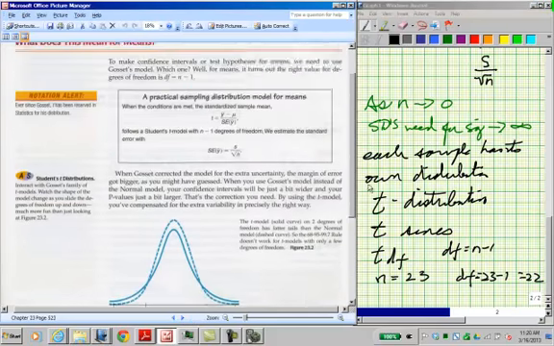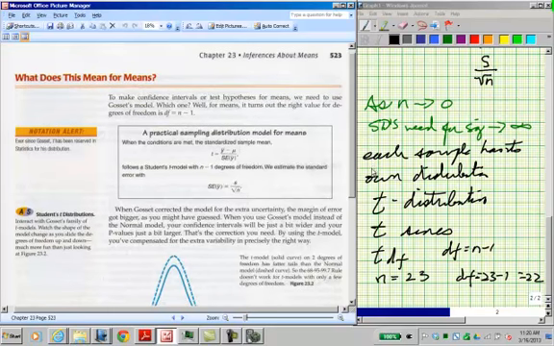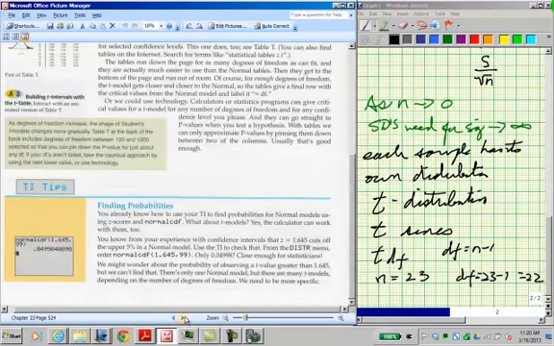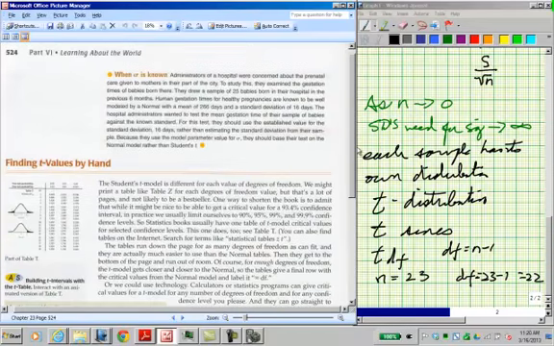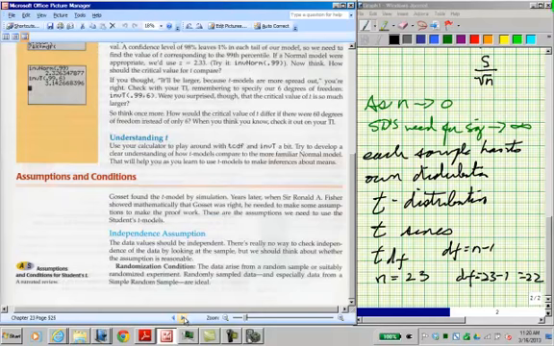So here's another picture of the mounds, and so on. You should look this over. And then here's a discussion of the table. We'll get to using the calculator in a second.